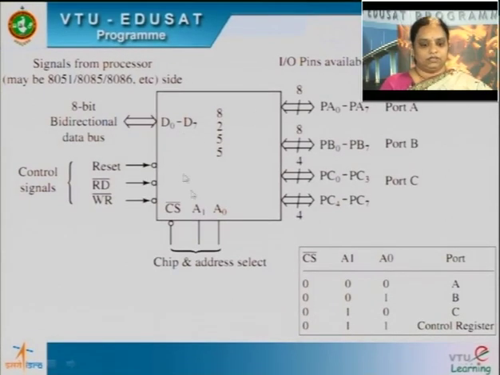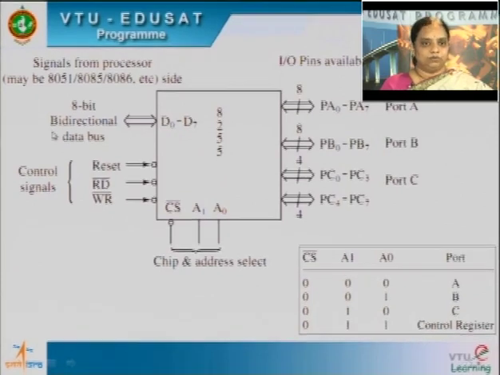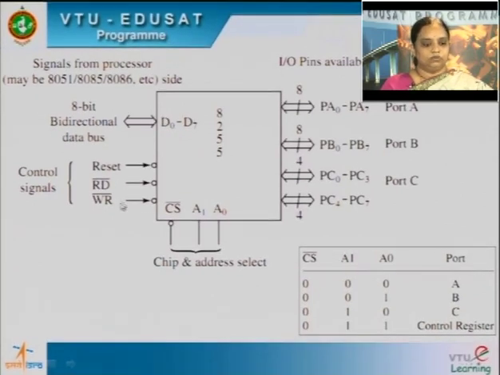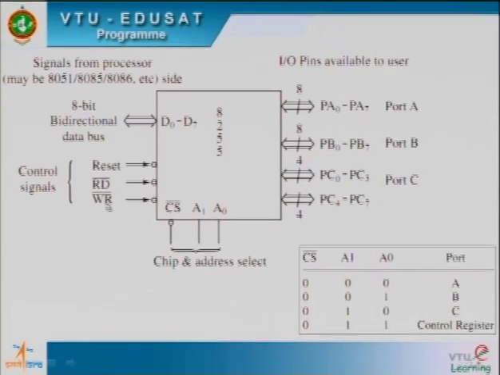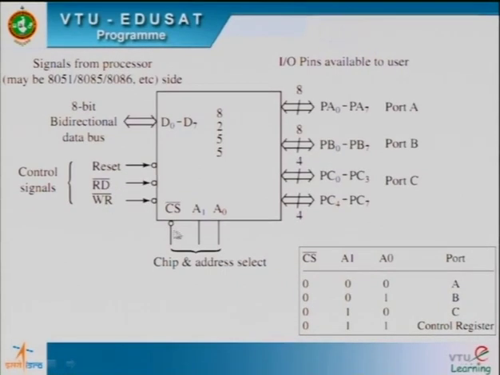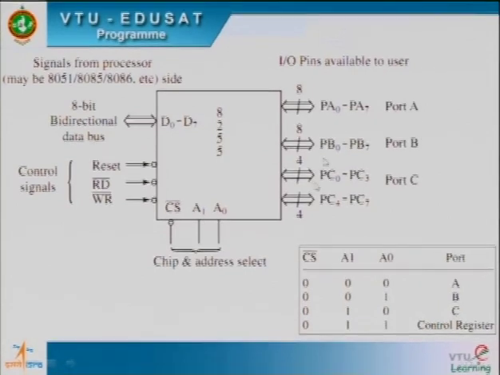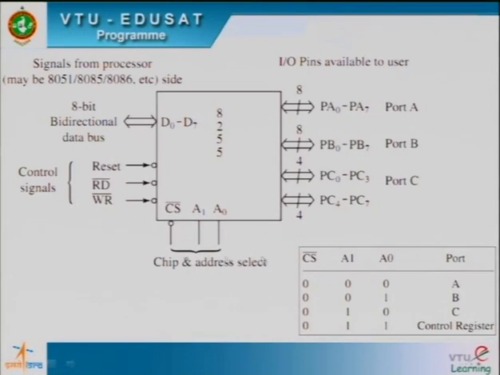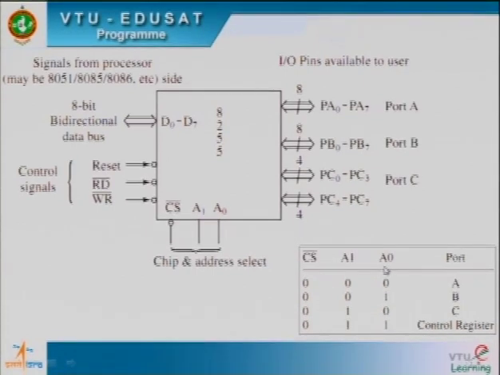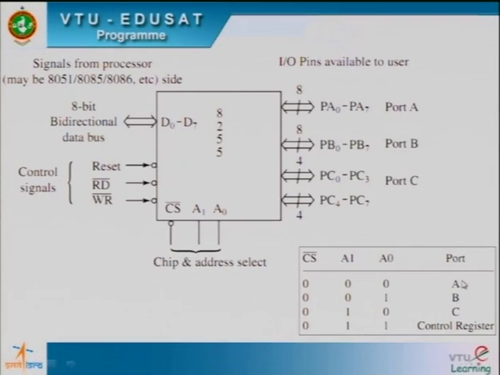So this is your 8255 block diagram. As I said, out of the 40 pins, you have D0 to D7, an 8-bit data bus that is used for communicating with your processor. Then you have the control signals reset, read bar and write bar. Then we also have the chip select and address select, that is CS and A1 and A0, and 24 I/O pins. The chip select along with A1 and A0 are used to select the ports.